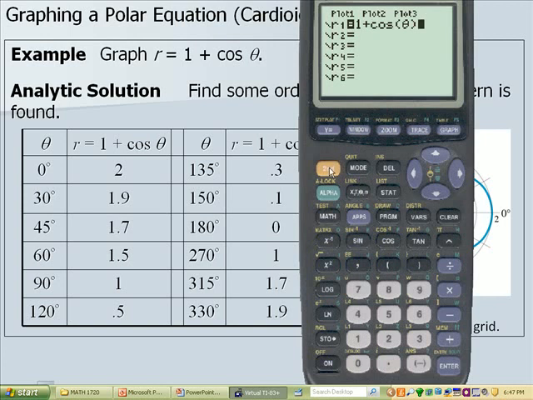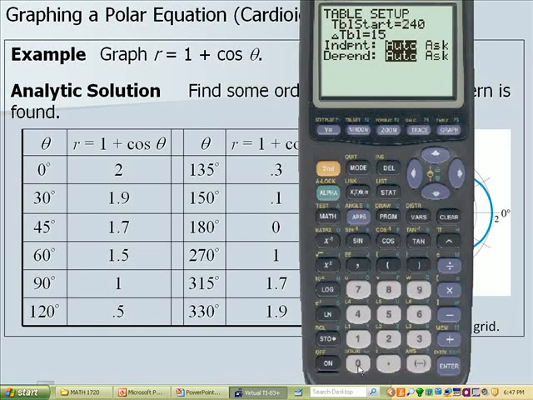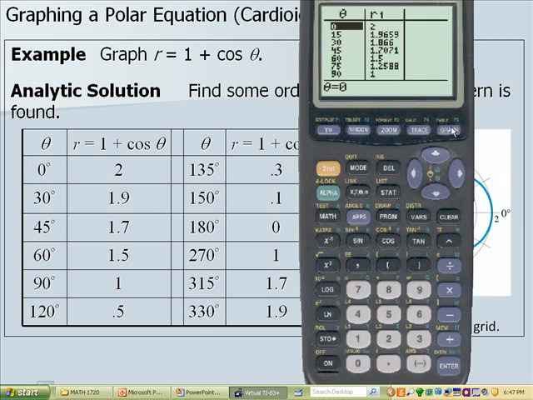Now we want to go into our window, so we press second window to go into our table setup, and we'll have our table start at 0 as it does here, and we want to have our table change by 15 and make sure that it's on auto, and we'll press second and graph now to see our table. And you should see that these values are matching up, and also make sure you're in degree mode. If not, this will cause a problem. And you should see that these are matching up exactly the same as we have in our table here.